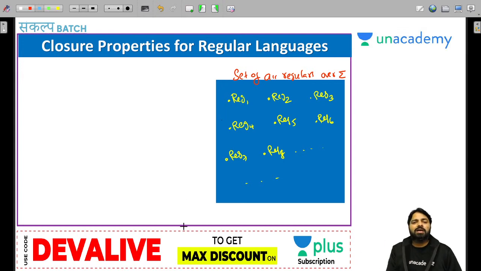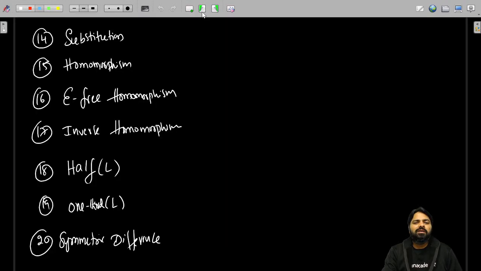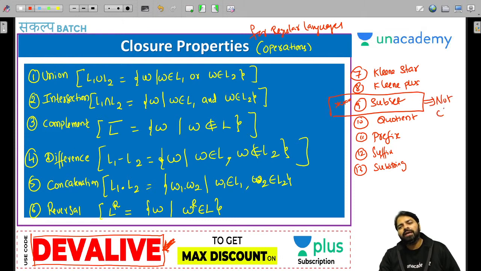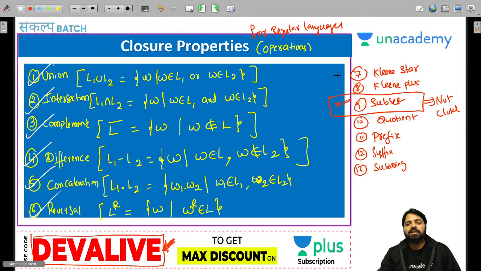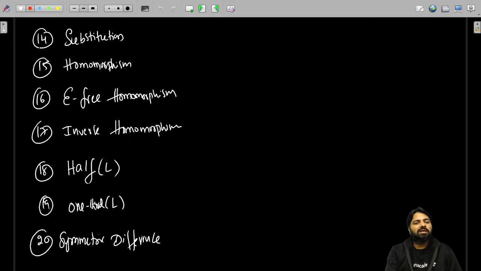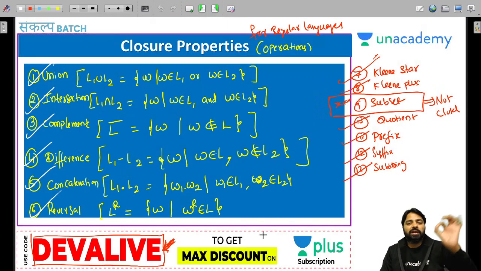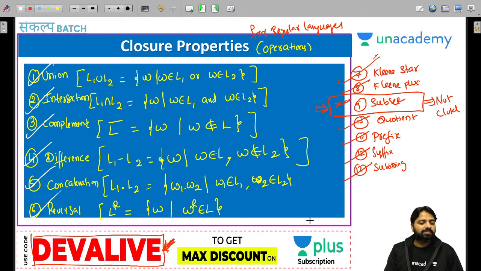Now I'm going to apply the operations. Have you remembered the list of operations that I gave in the beginning? Now actually this closure properties list I was talking about is for regulars. For regular languages, only one operation, the subset, is not closed. Everything else is closed for regular: union, intersection, complement, difference, concatenation, reversal, Kleene closure, Kleene plus, quotient, prefix, suffix, substring, substitution, homomorphism, epsilon. All of them are closed except the subset operation. Everybody is closed. Right.